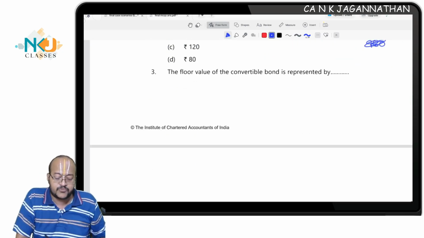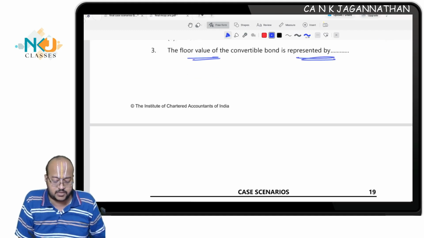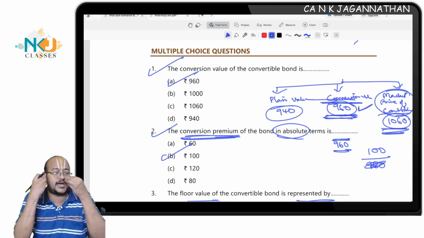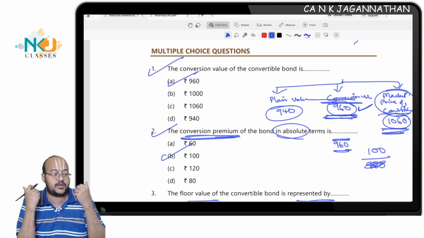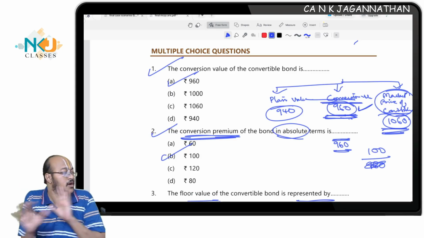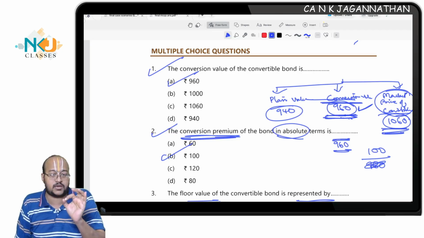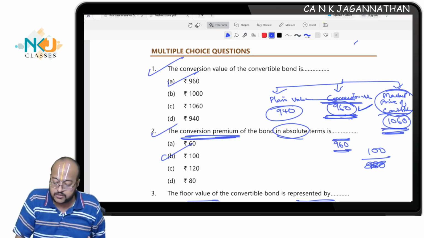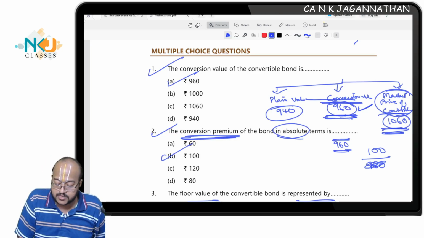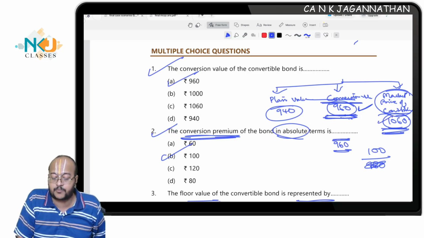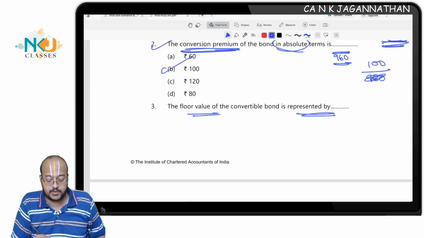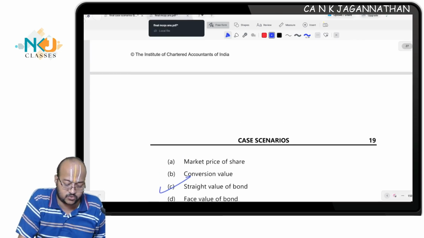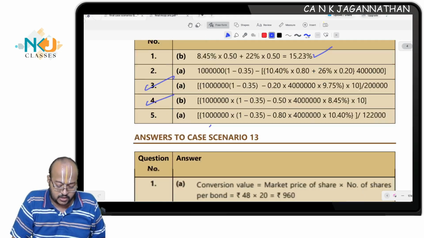Are you all comfortable? The floor value of the convertible bond is represented by the plain value. Very simple. Floor value means if the equity shares become worthless, which means the company is gone, shut down, the market price will become zero. Are you all understanding? So from the 1060 you have paid, the value will drop to how much? Plain value 940 will be the plain value. So that is called a floor value, the straight value of the bond. C should be the solution.